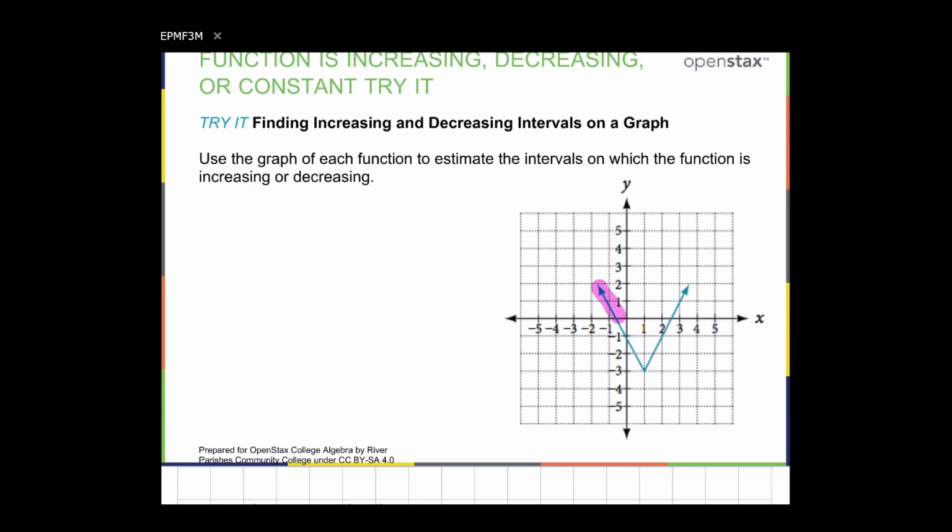Okay, so it looks like we start by decreasing. We're decreasing, and then we change direction, and now we're increasing. Oops. Forgot the highlighter. Now we're increasing, and it looks like they changed directions right here. Okay, so it looks like we are increasing from x equals 1 to infinity. And then it looks like we're decreasing, because we're increasing here. It looks like we're decreasing from -infinity to 1.